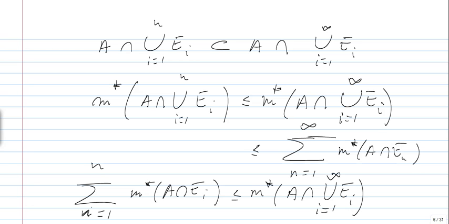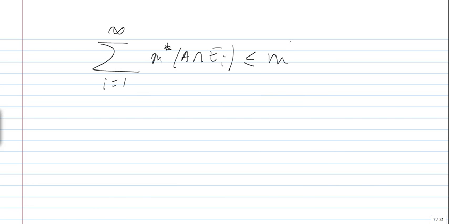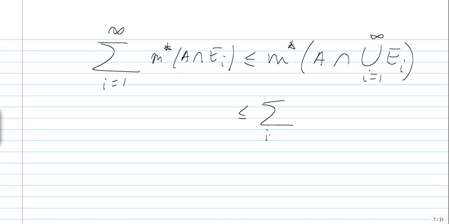for every n. So if we let n go to infinity, then we get the sum from 1 to infinity of m star of A intersect Ei is less than or equal to m star of A intersect the union of all the Ei's, which is also less than or equal to the sum from 1 to infinity of the outer measure of A intersect Ei, which implies exactly what we are looking for.